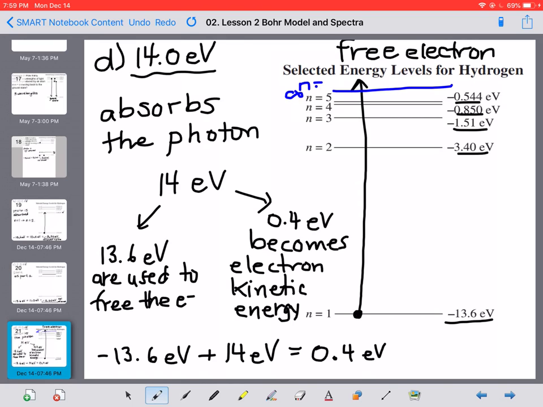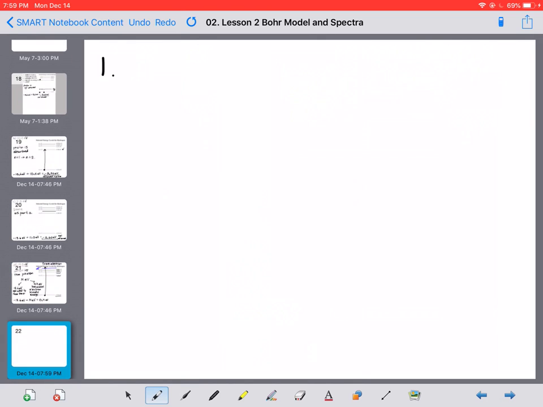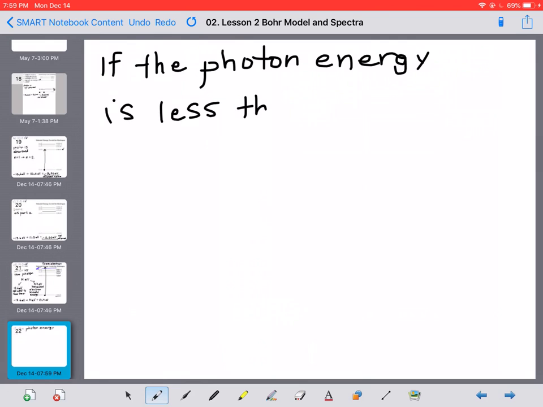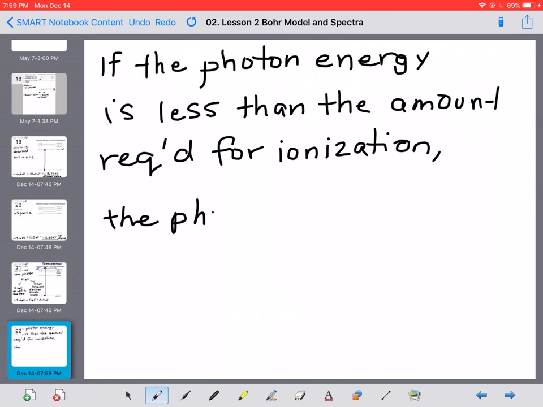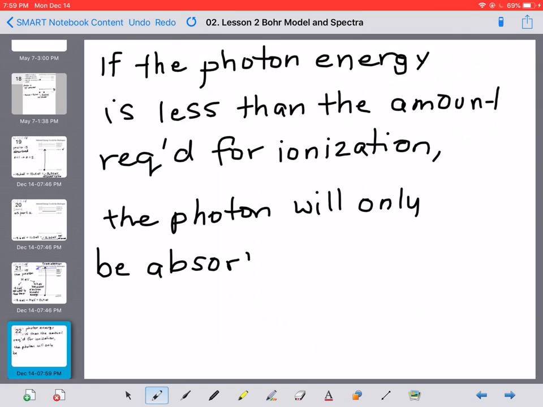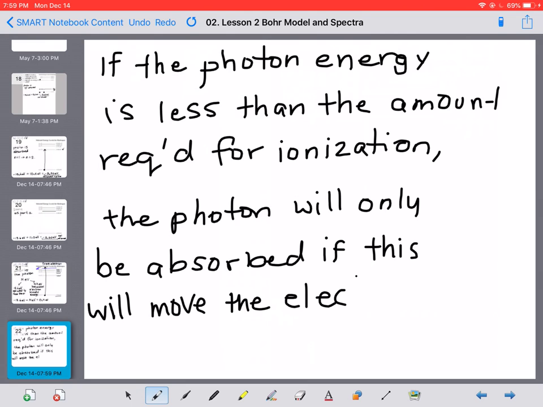So what I wanted you to get out of this example is that if the photon energy is less than the amount required for ionization, the photon will only be absorbed if this will move the electron to an allowed energy level.